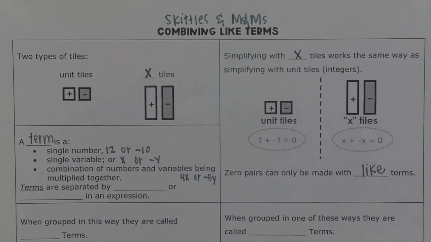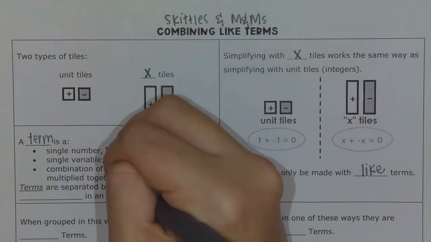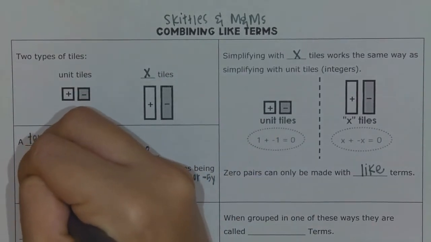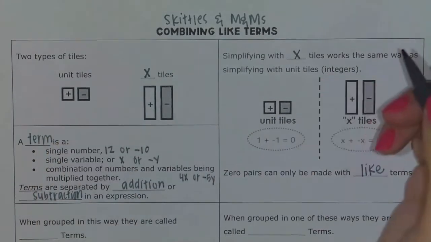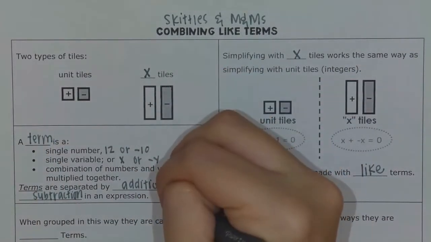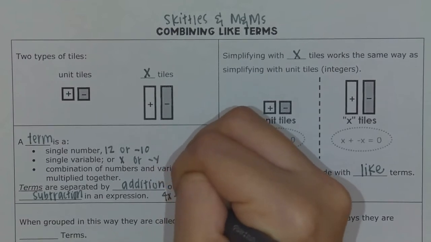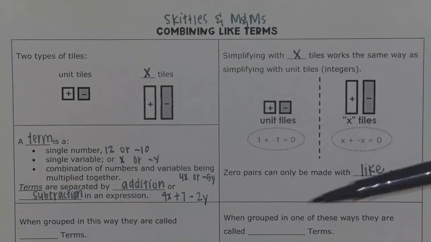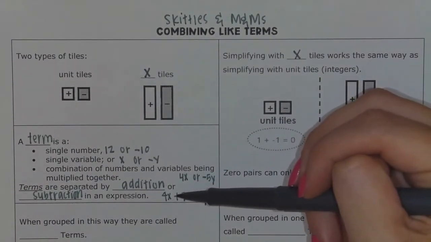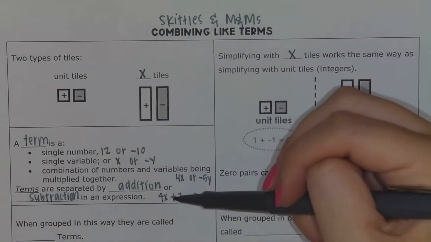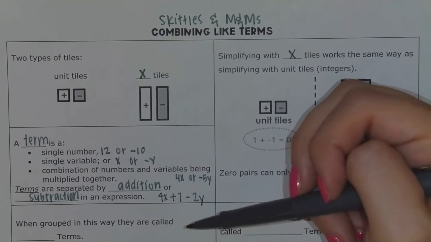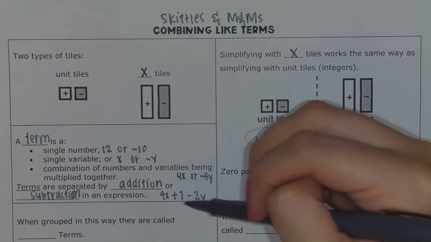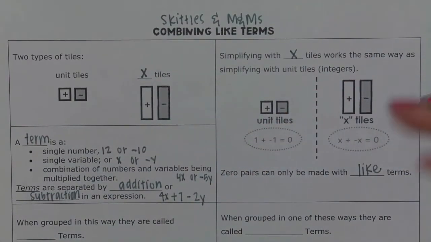But you're going to know that you have separate terms based on if there is an addition sign or a subtraction sign between them. So, for example, if I gave the expression 4x plus 7 minus 2y, if I wanted to count the number of terms that I have, I need to look at what is on either side of my addition or subtraction signs. So I have 4x is one term, 7 is a second term, 2y is my third term. So this expression has a total of 3 terms.